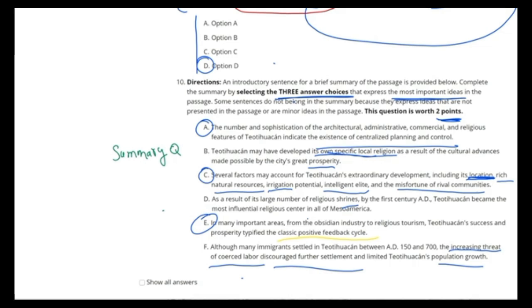That's it. This is how you solve the questions in TOEFL Reading. This was the first practice test for TOEFL Reading provided by ETS.